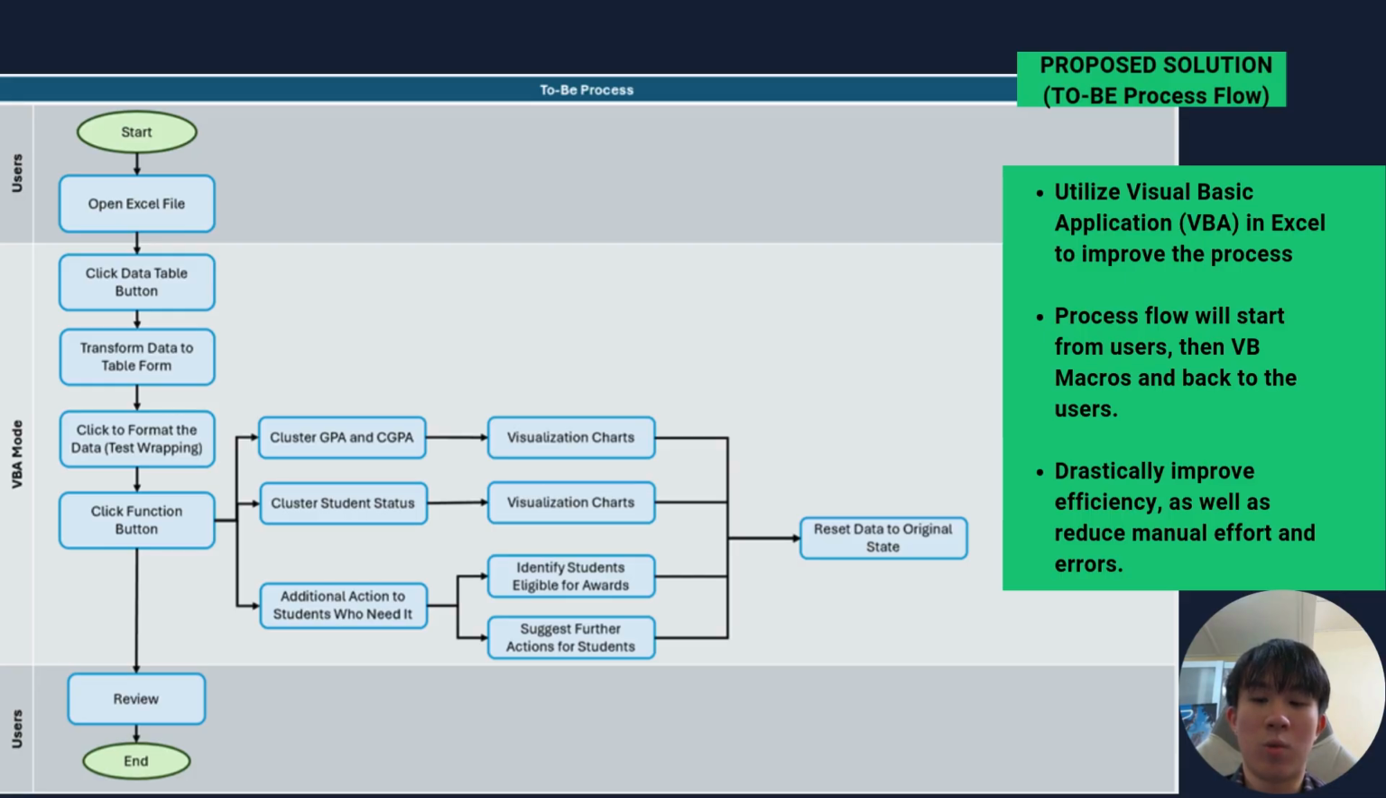Finally, once all actions are completed, users can proceed to reviewing the outputs to conclude the process or can reset the data to its original state with a single click, allowing the process to be reused for other datasets. This proposed solution drastically improves the ASIS process by reducing manual effort, eliminating errors, and introducing scalability.